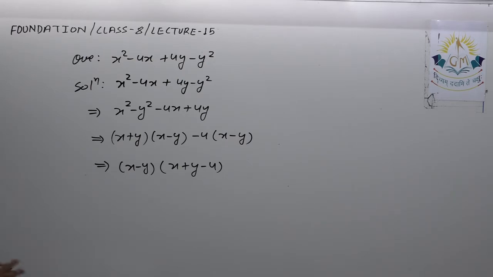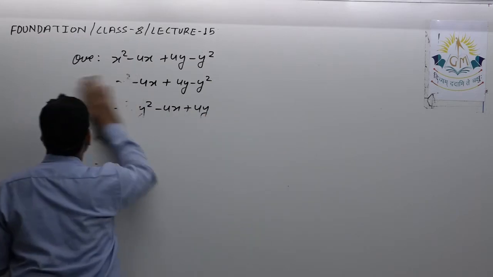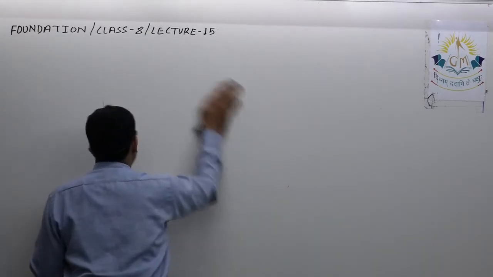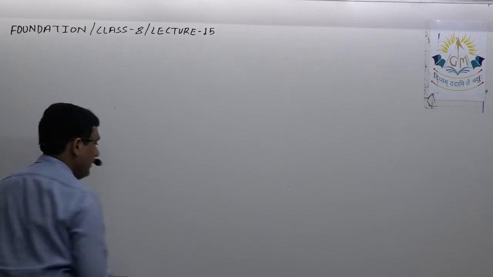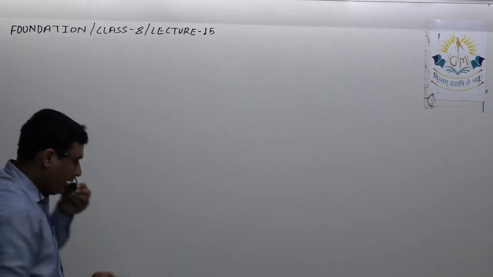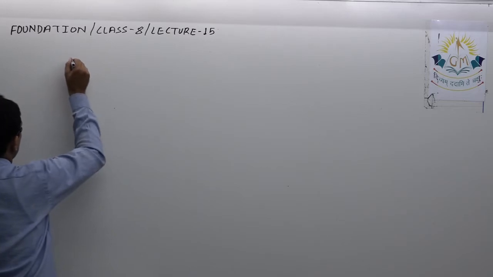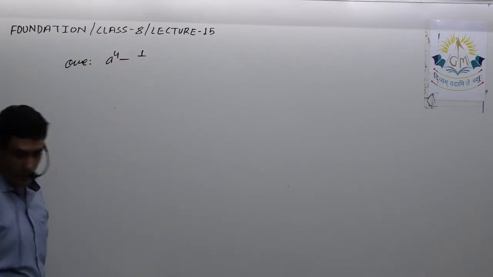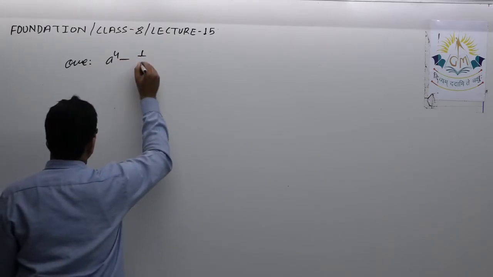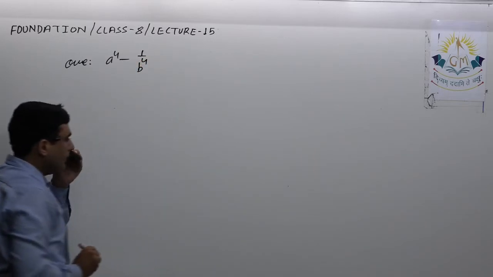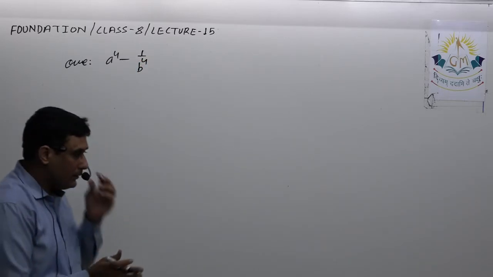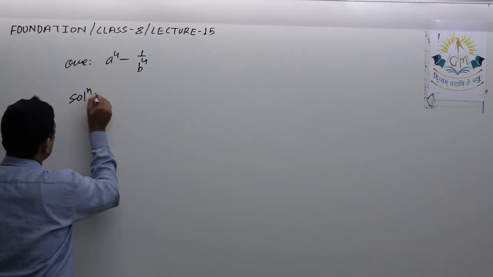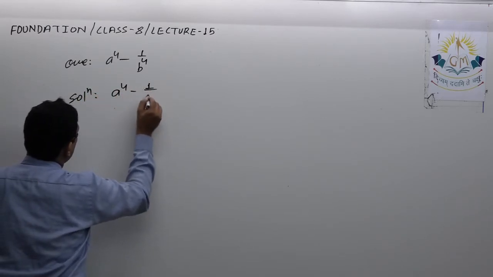Okay, now let us see the next question. Next question is a raised to 4 minus 1 upon b raised to 4. So again, definitely it gives an identity of a square minus b square. Let us see how to solve this. a raised to 4 minus 1 upon b raised to 4.